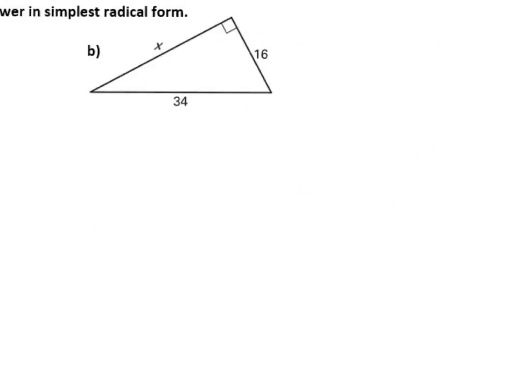Now when we take a look at B, let's start off and label my three sides. I have the right angle at the top now, which tells me that across from that is the hypotenuse. 34 is my hypotenuse. So my other two sides, 16 and x, are my legs. So once again, my equation is going to be leg squared plus leg squared equals hypotenuse squared.